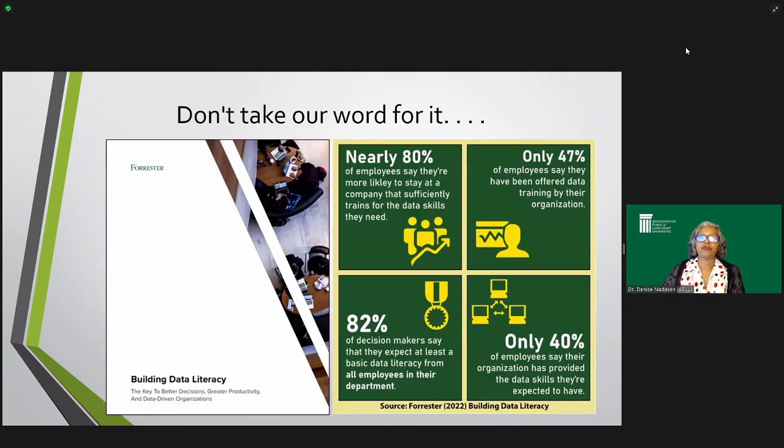So don't take our word for it. According to a Forrester survey, nearly 80% of employees say they are more likely to stay if their employer provides data training. However, only 47% say they've been offered data training by their employer. In addition, 82% of decision makers say they expect at least basic literacy from all of their employees. However, only 40% of employees say that their organization actually provides the training they need to have those skills. So this creates some challenges for our workforce.